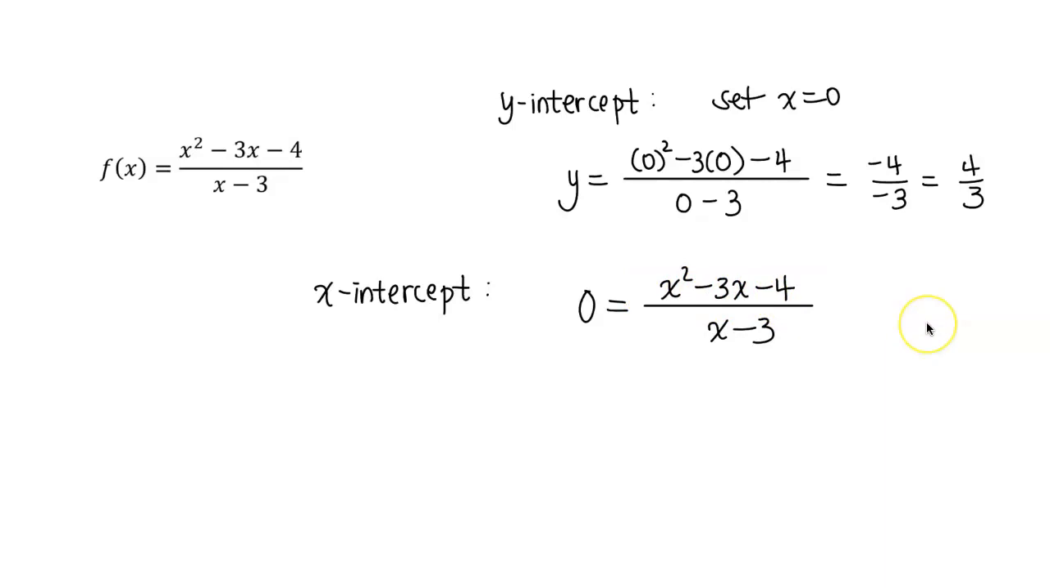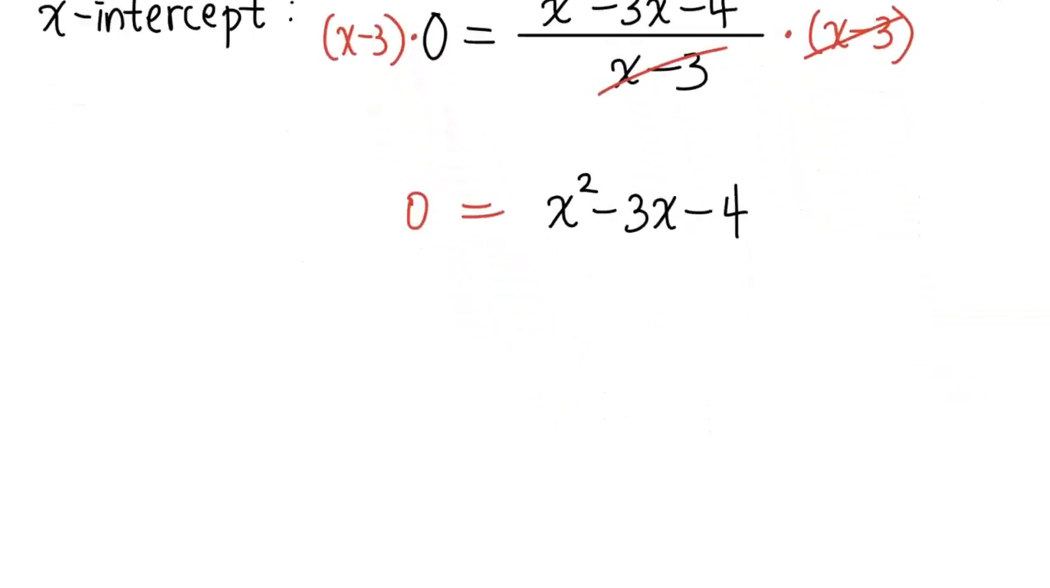So we can just set the numerator equal to 0. If not, we can multiply both sides by x minus 3 to cancel out that x minus 3. But what happens when you do x minus 3 times 0? Well, you just get 0, right? So you really just end up getting whatever is on top of the fraction equals 0 as an equation to solve, okay? Quadratic.